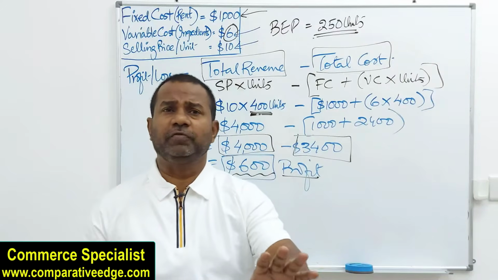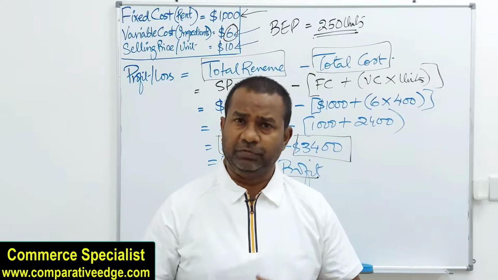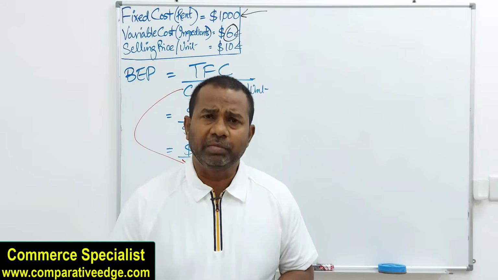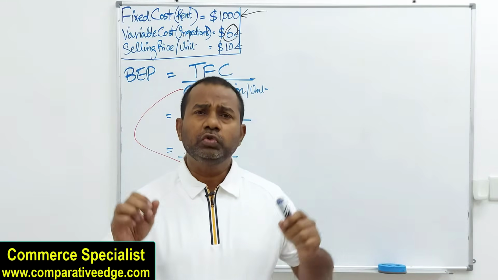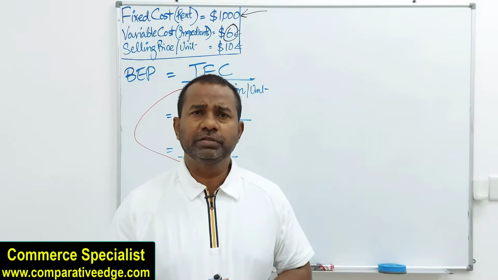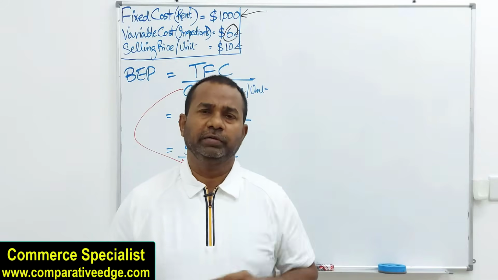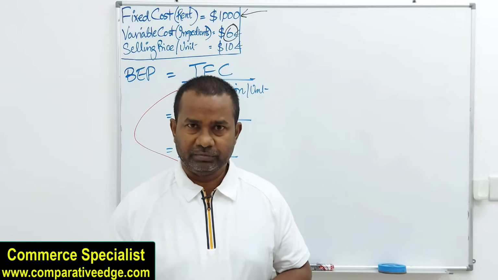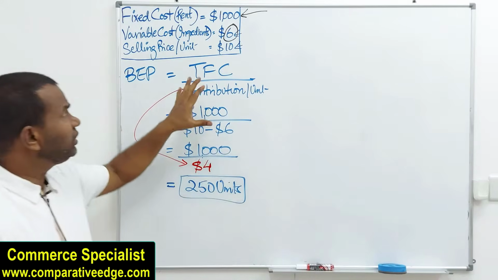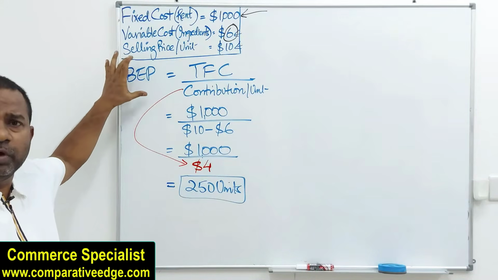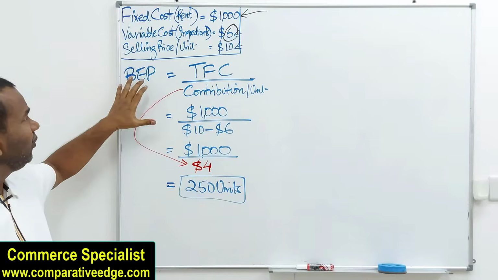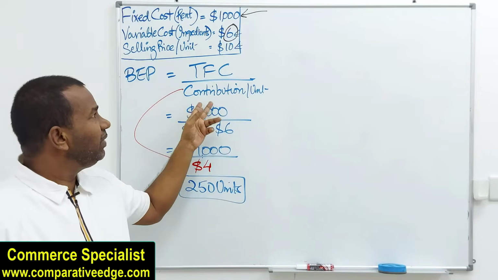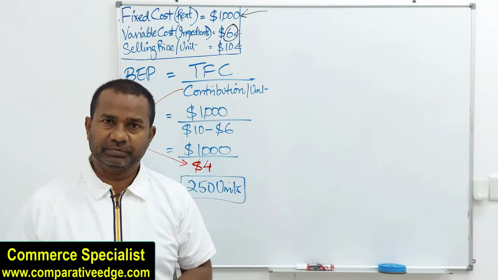Nothing less than 250 we intend to sell if we want to remain in profit. Now we are talking about how to calculate profit and losses very quickly. I would say the shortcut for calculating profit and losses. Have a look at this. Coming again to the same old break-even point formula. What is the formula? Break-even point is equal to total fixed cost divided by contribution per unit.